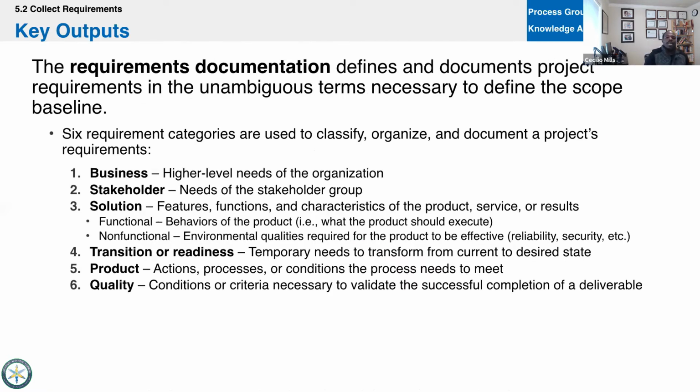So requirements documentation defines and documents the requirements in the unambiguous terms necessary. Unambiguous, it's got to be very clear, very specific, to define the scope baseline. So six requirement categories are used to classify, and we have business requirements, stakeholder requirements, and so on, all used.